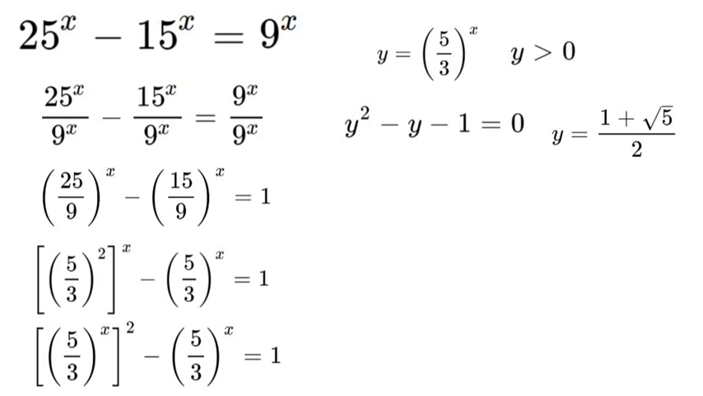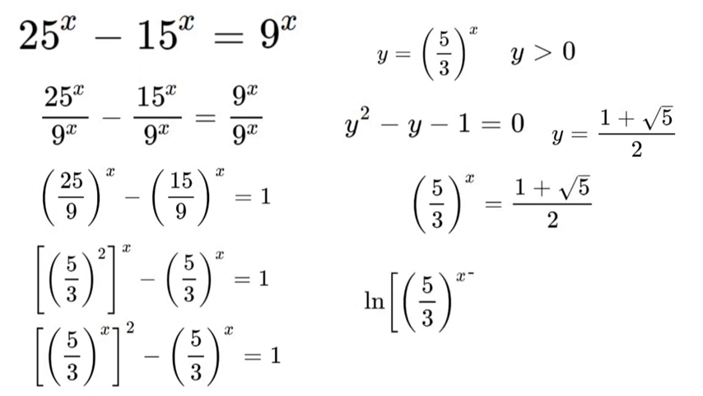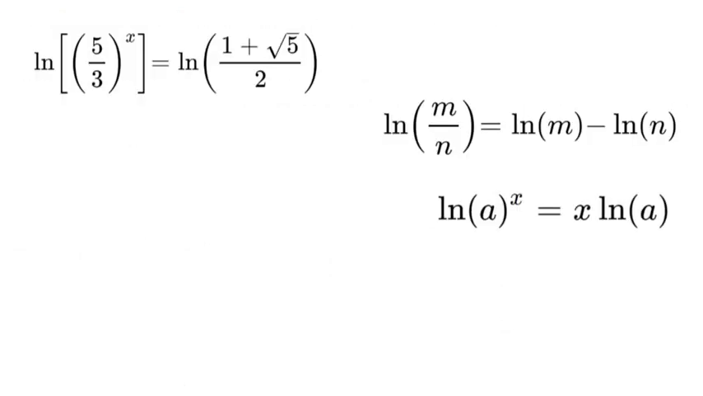Now that we know what y equals, we can put our two y values equal to each other. So we have 5 over 3 to the power of x is equal to 1 plus square root of 5 over 2. To solve for this, we're going to apply natural log to both sides. So we'll have natural log of 5 over 3 to the x is equal to natural log of 1 plus square root of 5 over 2.